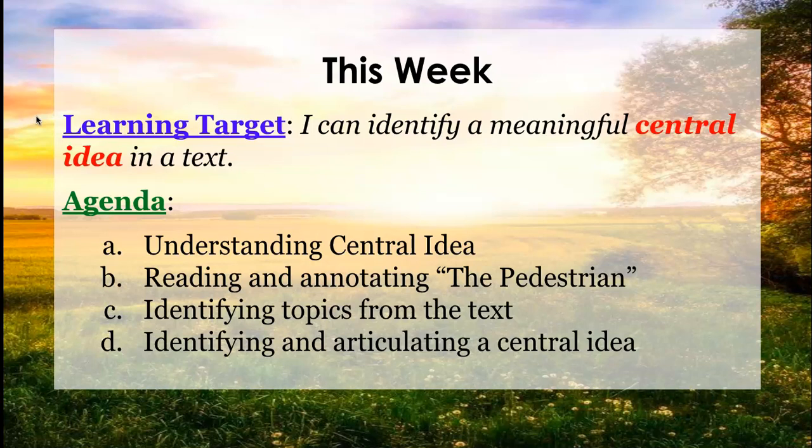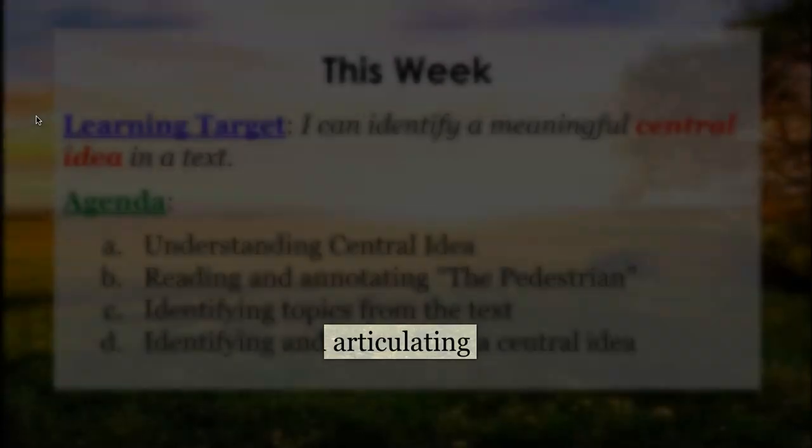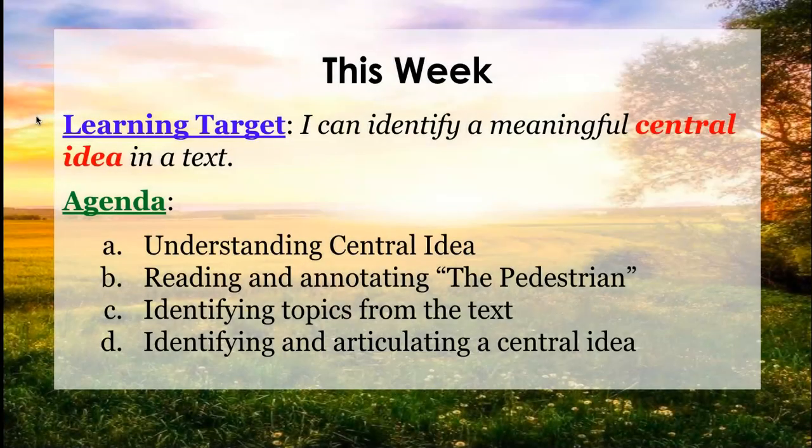First of all, we're going to understand what central idea is. Then you're going to read and annotate a text called The Pedestrian. You're going to identify topics from that text. And then ultimately, you're going to identify and articulate, that just means put into writing, a central idea for the text.